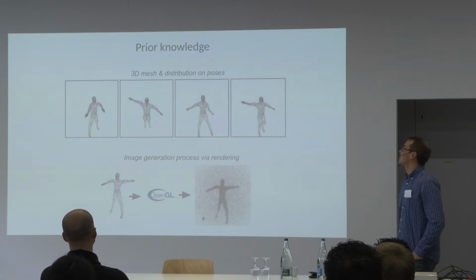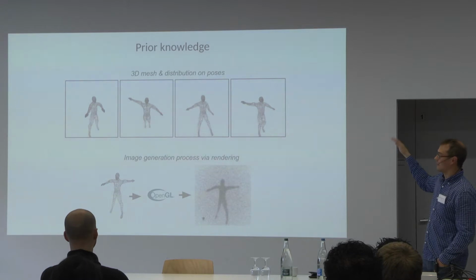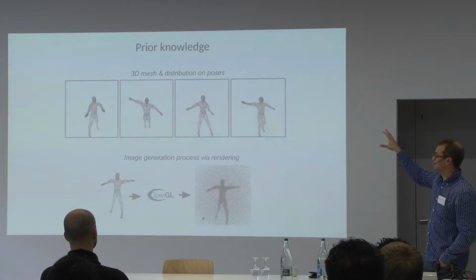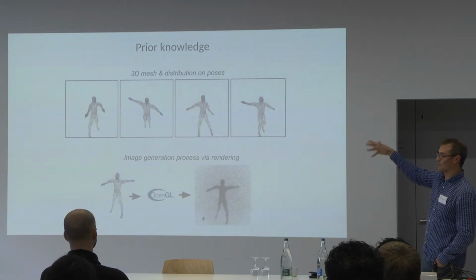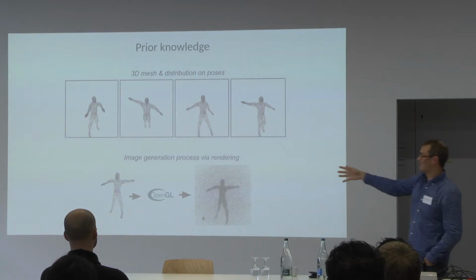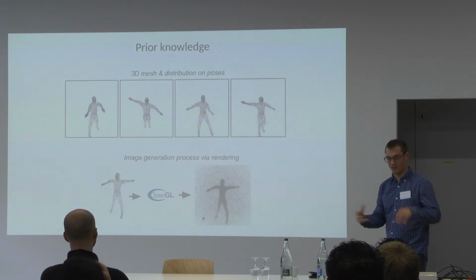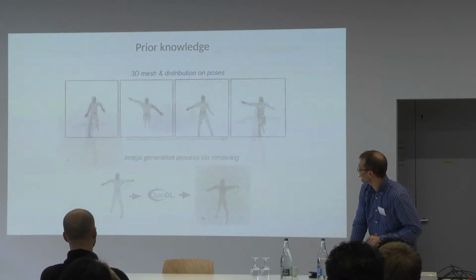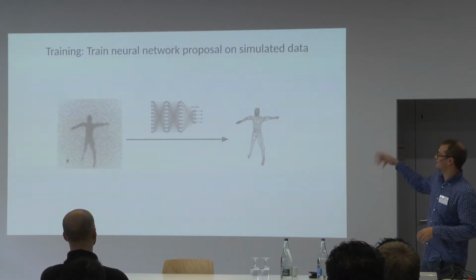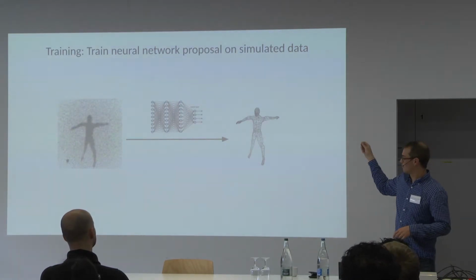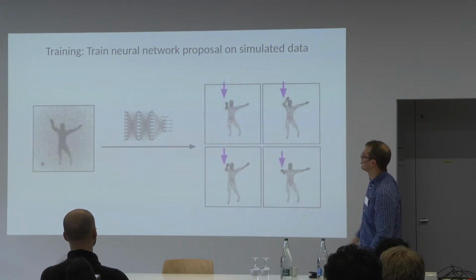And the way that we implement this, well, first we express our prior knowledge in our probabilistic program, and our prior knowledge includes a distribution on poses of the person, the 3D mesh that we're using, as well as this image generation process that takes the mesh and goes to the image. So all of that is our prior knowledge we're bringing in. And the first thing we do is we train a neural network to propose the underlying joint angles from the image, and that's done offline.